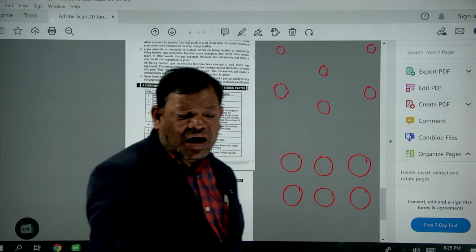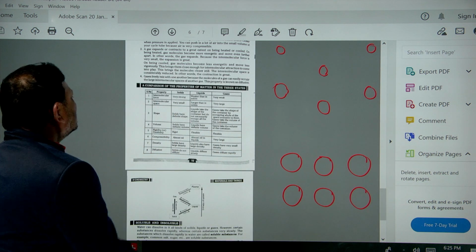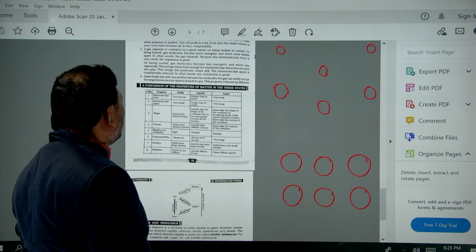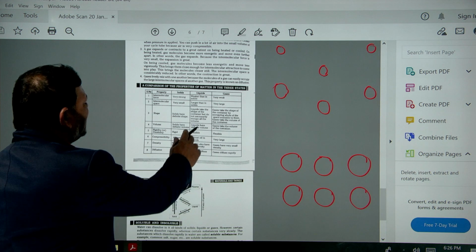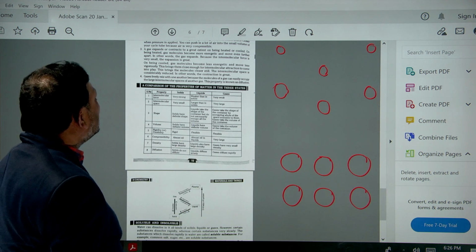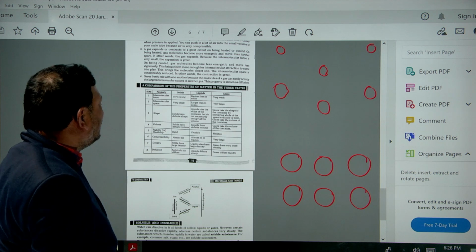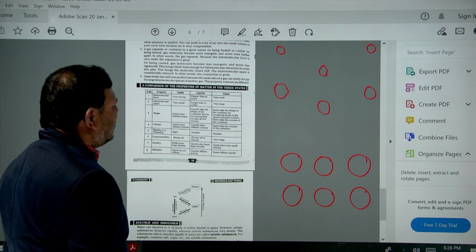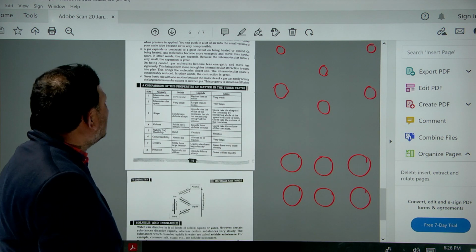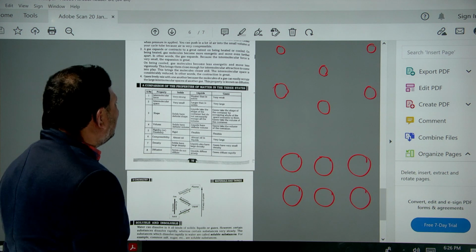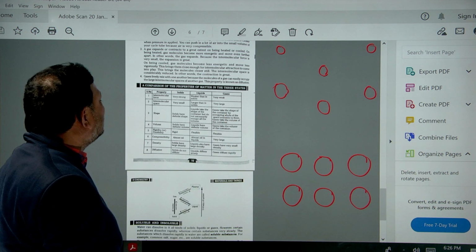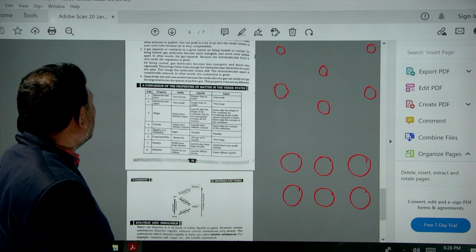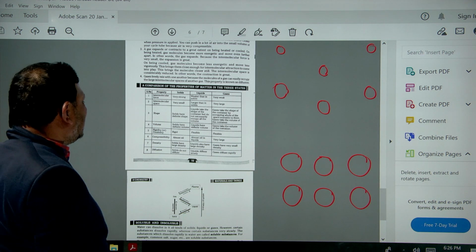Next one is volume. Solids have a definite volume. Liquids also have a definite volume. But gases take the volume of the container. Why? Because the intermolecular space between them is very large, so they do not have a fixed or definite volume. So only solids and liquids have a definite volume.